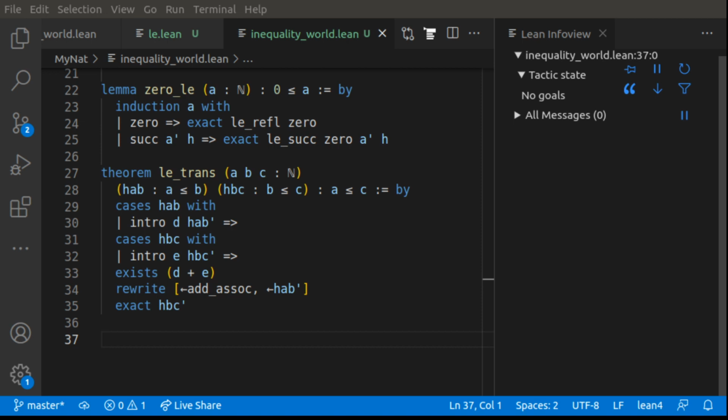Nice. Okay, so I think this is a pretty good stopping point for this episode. We'll be proving less than or equal to antisymmetric next, such that if A is less than or equal to B and B is less than or equal to A, then A equals B. So stick around for that next time, but today we'll do a quick recap of what we did today.